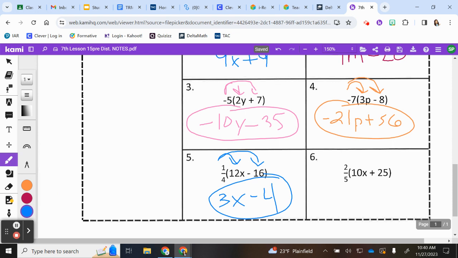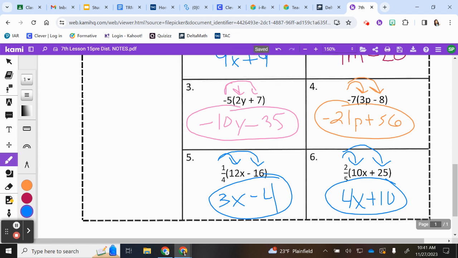And again, 2/5 you might not be able to do in your head. That's okay. Type it into a calculator. 2/5 times 10. Yep, I'm waiting for you to type it into a calculator. Use the ABC key. Is 4. Attach your x. And then 2/5 times 25 is 10. All right.